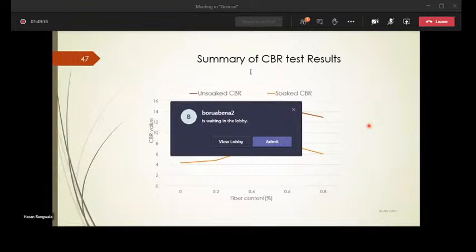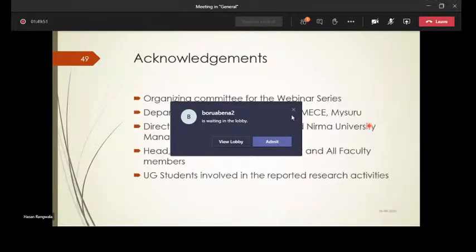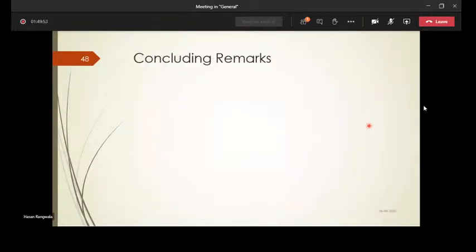You can see that soaked CBR is almost half of the unsoaked CBR. So what you should normally use is the soaked CBR if the water table is higher, or in case of pavement, we also use the soaked CBR because it is always going to be affected by the rain.